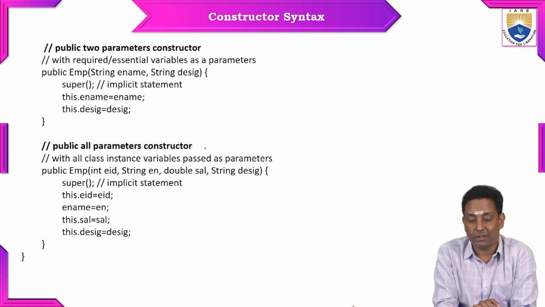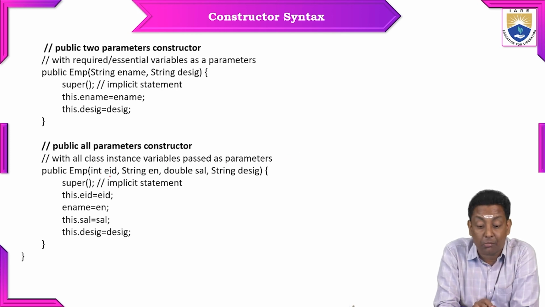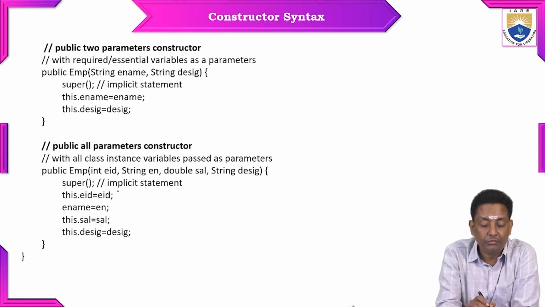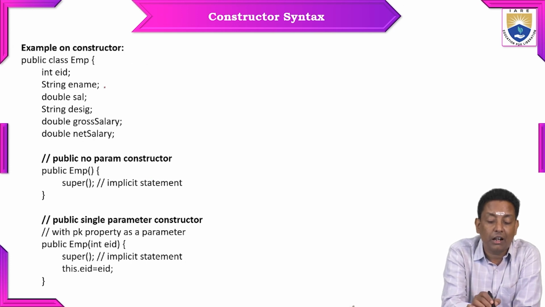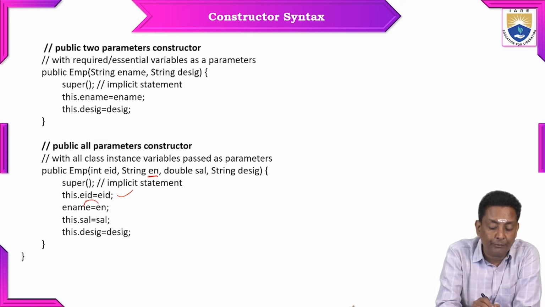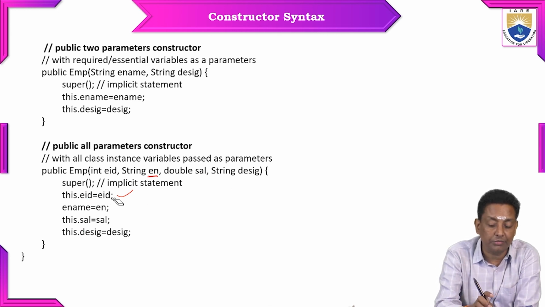Public all parameter constructor, or public 4 parameter constructor, with all class instance variables passed as parameters. You write one constructor. Here we are taking employee ID, employee name, salary, designation. The employee ID is assigned to the class instance variable, differentiated with this. But remember, here the parameter name is en and the class instance variable name is ename, so we need not differentiate. Directly you can assign en to ename. Similarly, salary and designation.